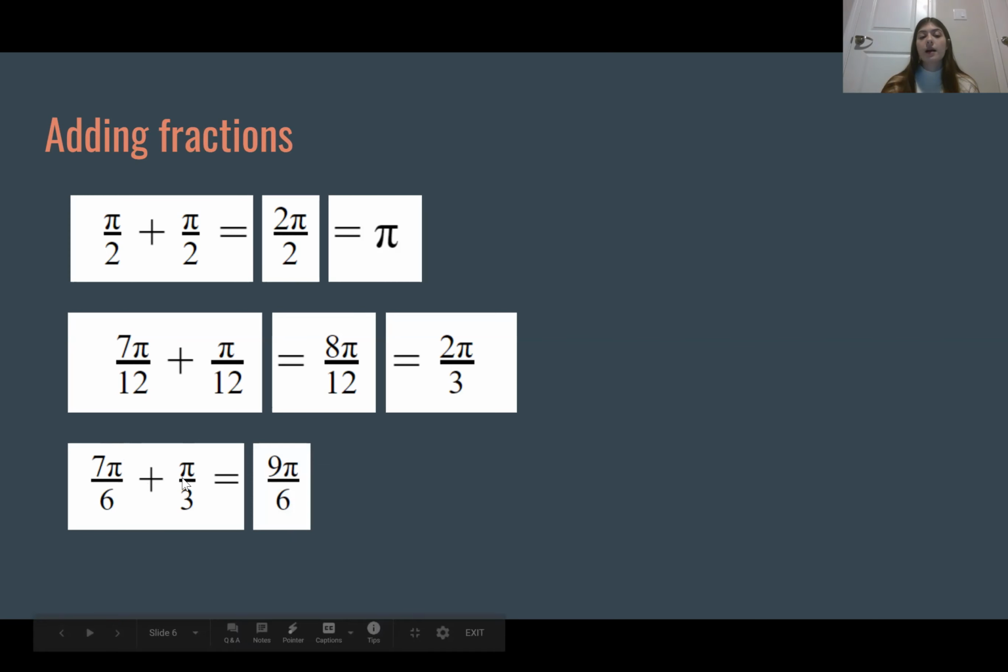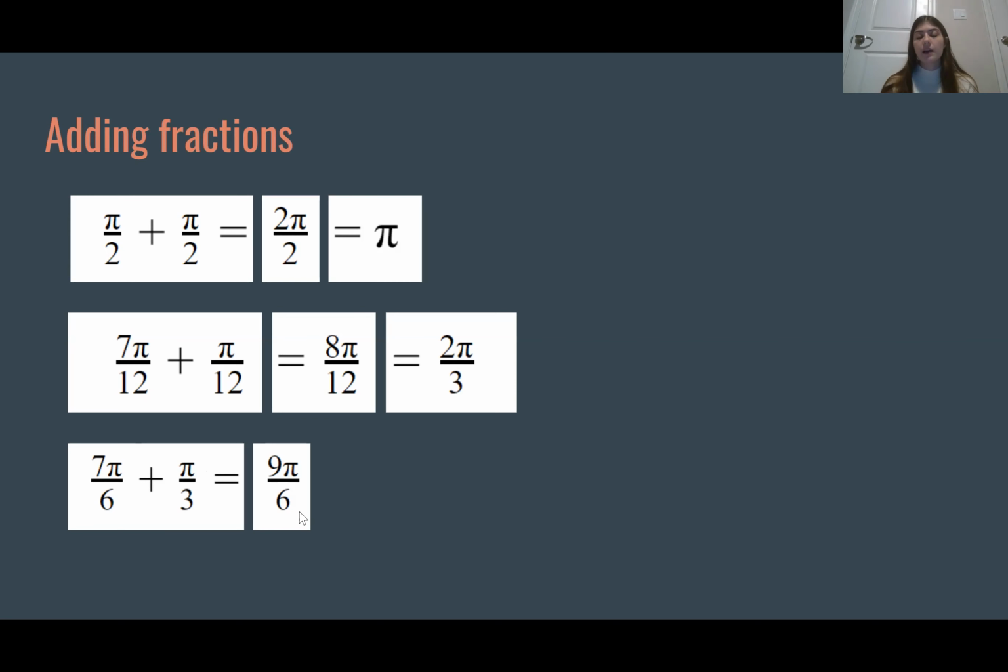Again, we created a common denominator by multiplying both the top and the bottom of this fraction right here, pi over 3, by 2. So then we got 2 pi, and then we got 2 times 3, which is 6, and that became 2 pi over 6. And then we added 7 pi to 2 pi over 6. And 7 plus 2 is 9. So we got 9 pi over 6.